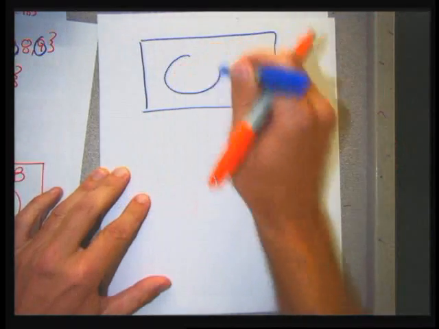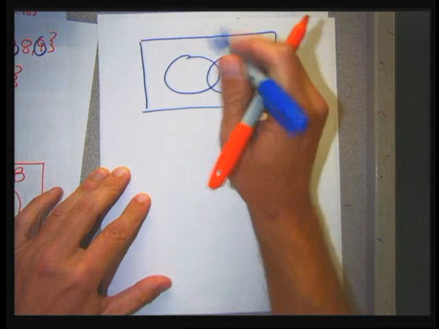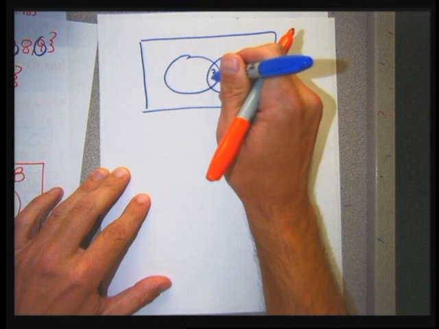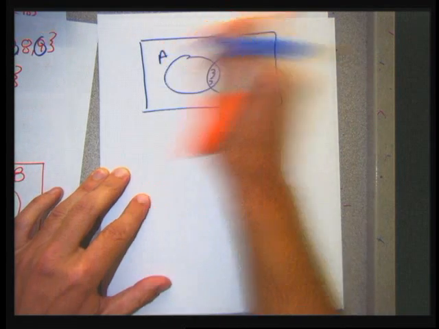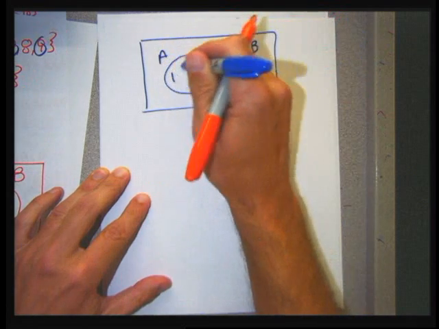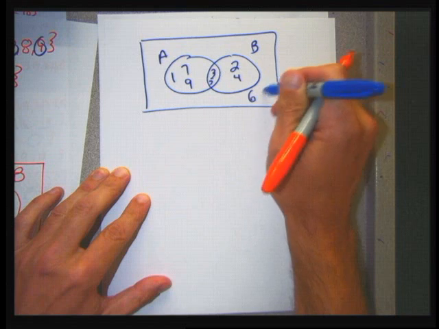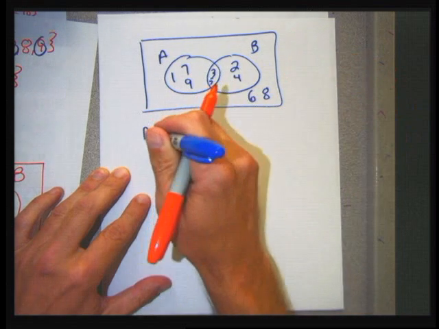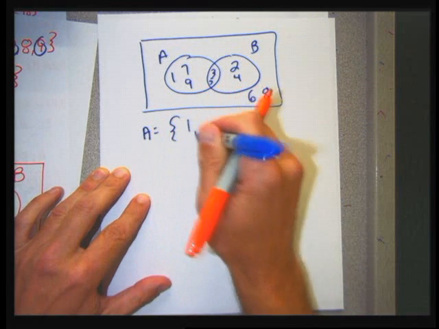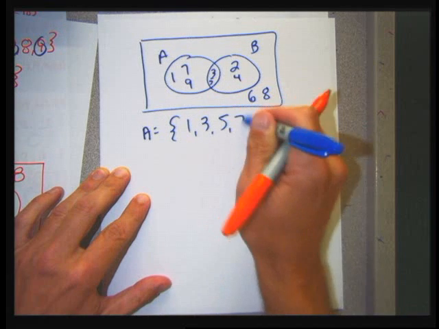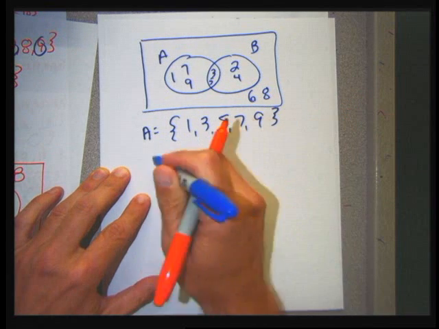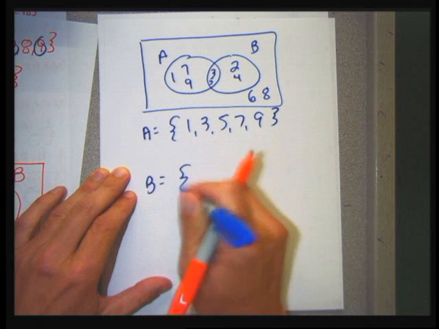So set A, set B, in common they have 3 and 5. The rest of A is 1, 7, and 9. The rest of B is 2 and 4, and out in hyperspace is 6 and 8. A were the odds, 1, 3, 5, 7, and 9. B were the numbers 2 through 5.